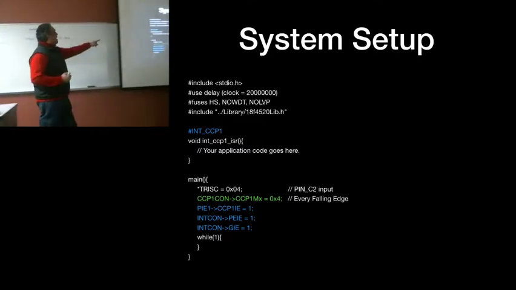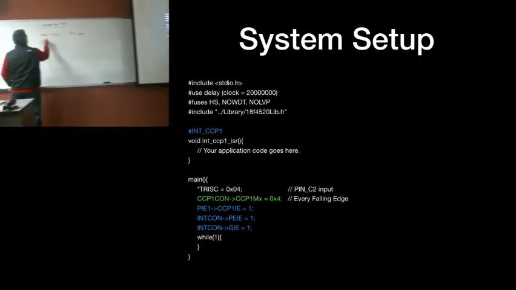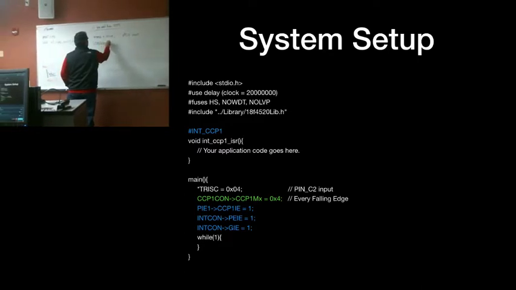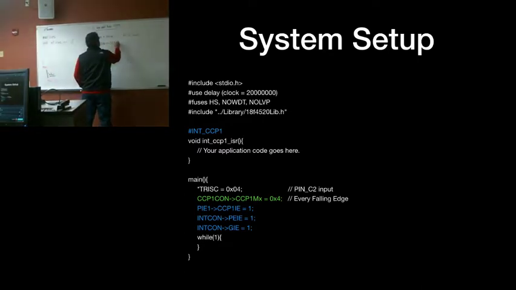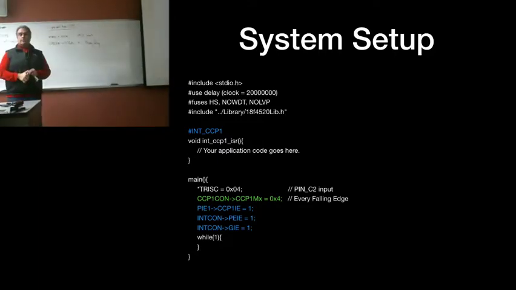So we have in here, the next one is my CCP1CON. And I'm going to do this on every falling edge. So this is CCP1M, and then I'm going to put here a 4. So this is every falling edge.